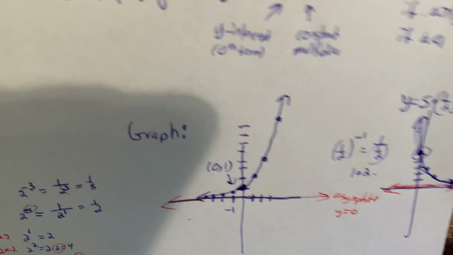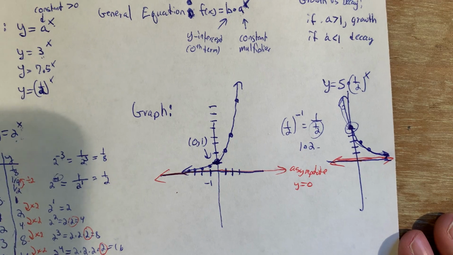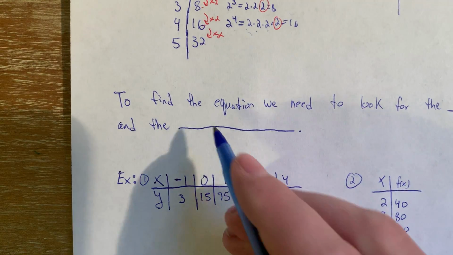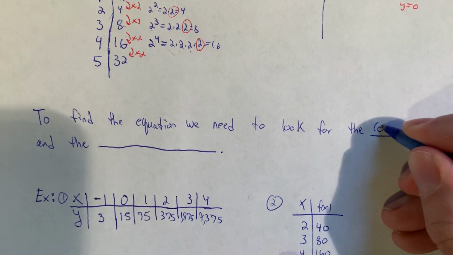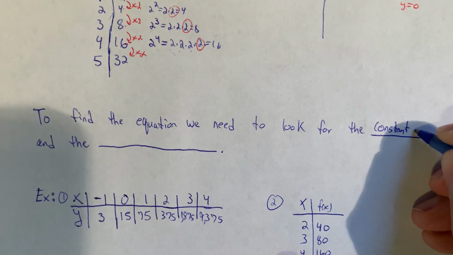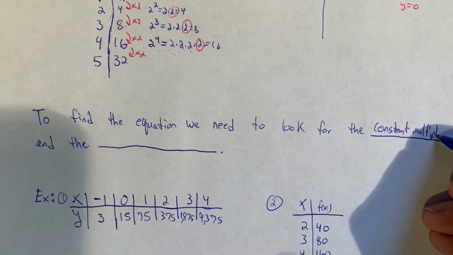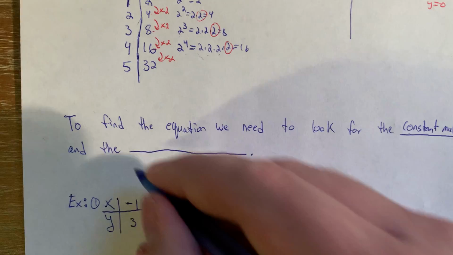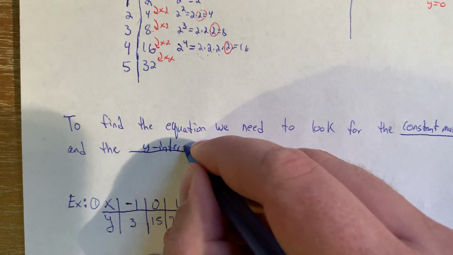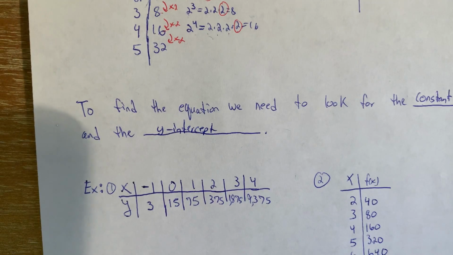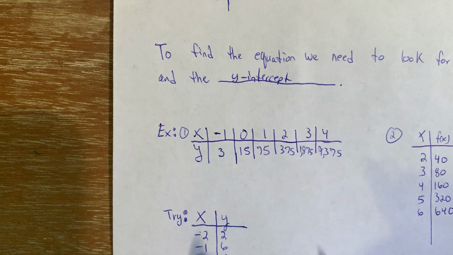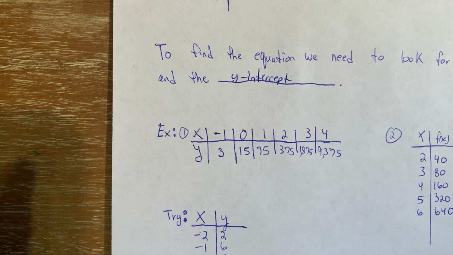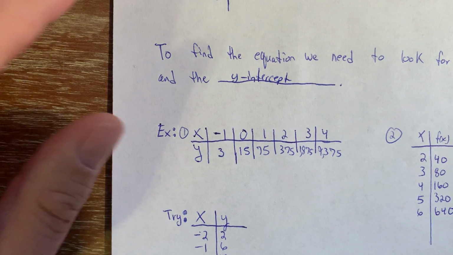Okay, when we're in exponential equations, what we almost always want to do is find the equation, and we'll be able to use that. So to find the equation, we need to look for just two things. We need to look for what the constant multiplier is, and the other thing we need is the y-intercept. So let's see how this works. We'll start with a table and we'll try to come up with the equation, and then we'll move on to other things too. So here, to see if something is exponential, we need to look for a constant multiplier.